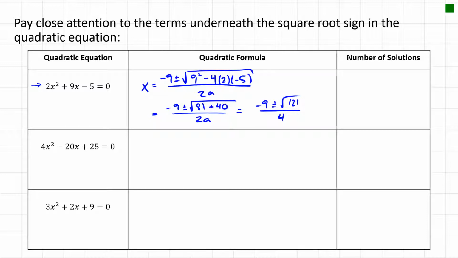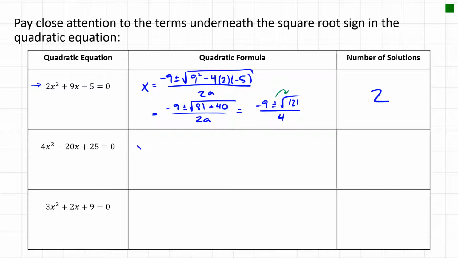And what we see is that we are going to get two solutions to this equation, because we have 9 plus or minus some value, in this case 9 plus or minus 11, divided by 4. We get two solutions because we're adding and subtracting a number. There's two possible solutions, the positive solution or the negative solution.